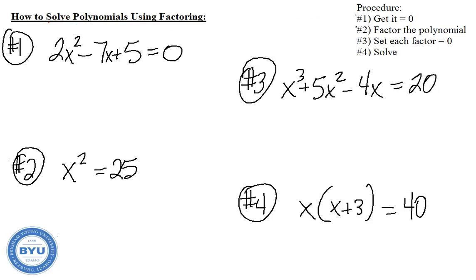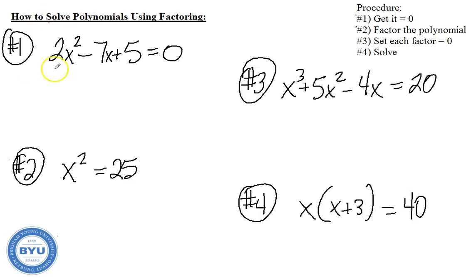Okay, so now it's your turn. Go ahead and pause the video and give these 4 problems a try. Use our 4 procedures. Step number 1, get it equal to 0. Step number 2, factor the polynomial. Step number 3, set each of the factors equal to 0. And then step number 4, solve. Go ahead and unpause the video when you're ready to check your answers. Good luck.